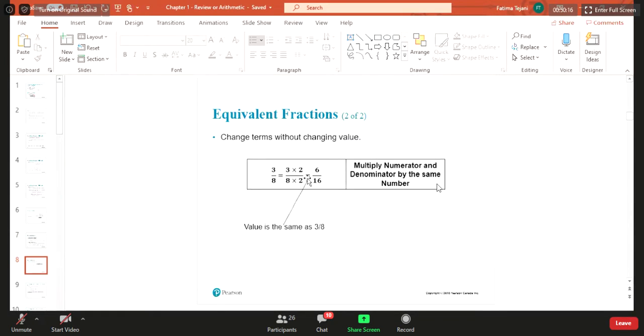So you can only divide this by 2. Can you divide this by 3? 3 by 8. Can you divide by 3? No, because it is not going to give you the exact number, right? Yeah, they have no common factor. Very good. Thank you.